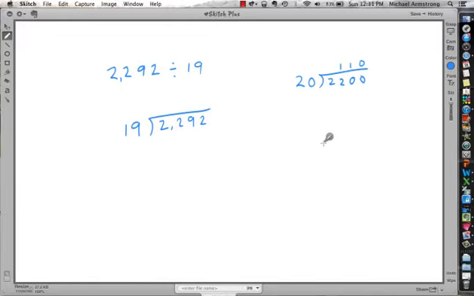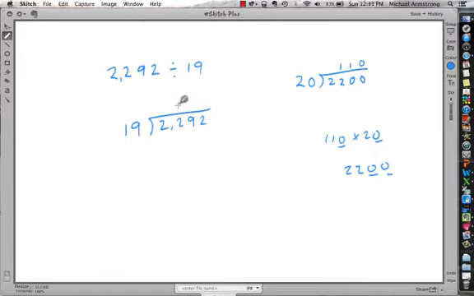11 times 2, 110 times 20. 2 times 11 is 22, and you have 2 zeros left. These 2 zeros. 2 times 11 is 22 with the 2 zeros left, so 2,200. That works, but it took us a little bit of extra thought, and the estimation is supposed to be quick.